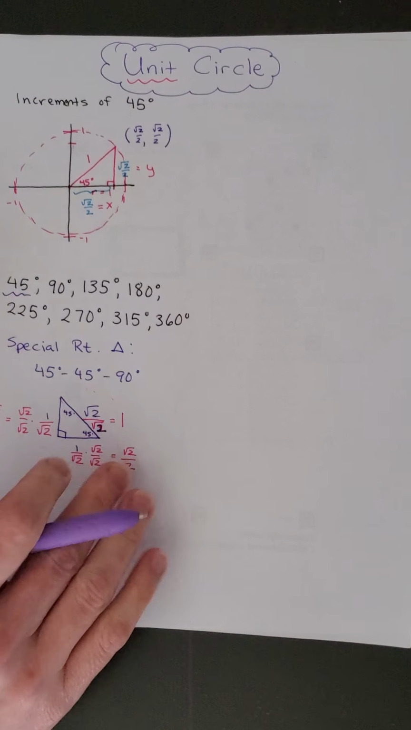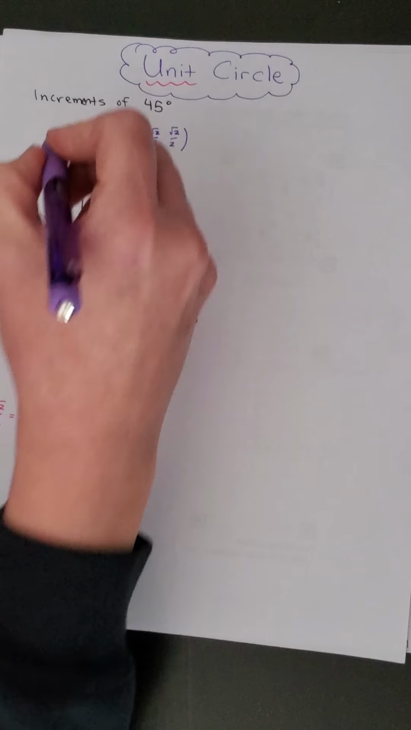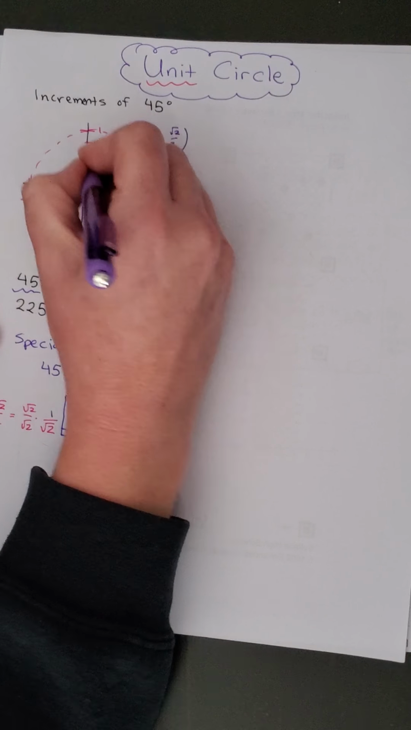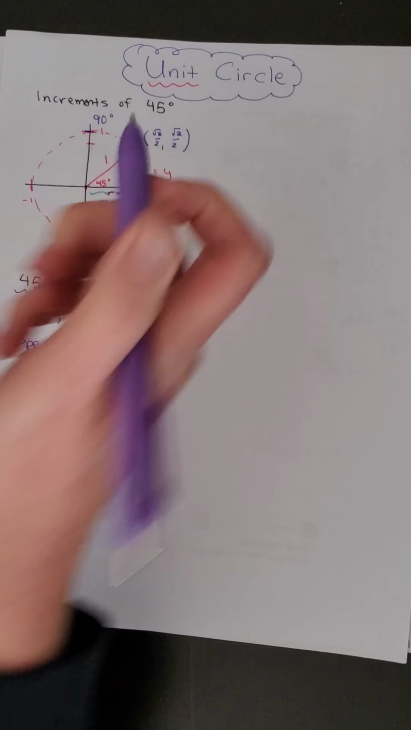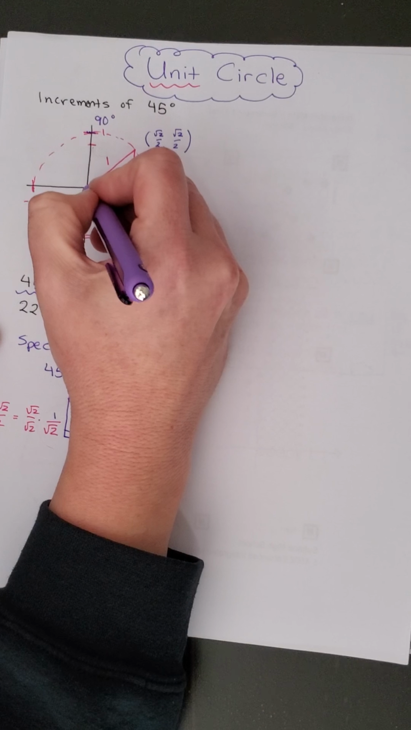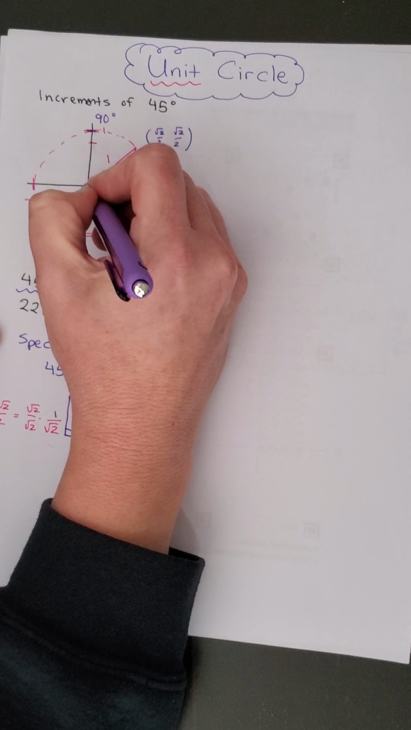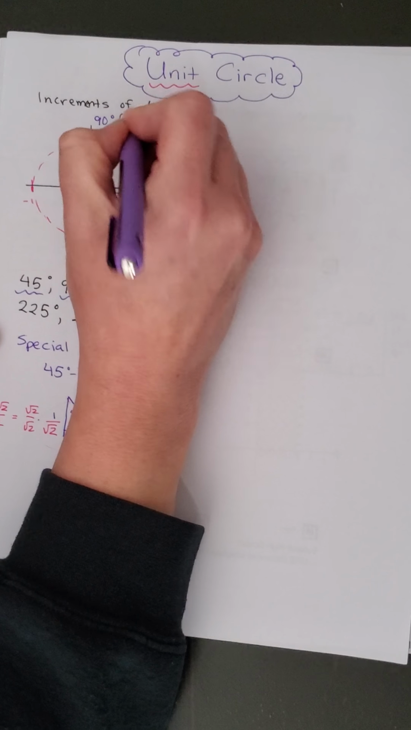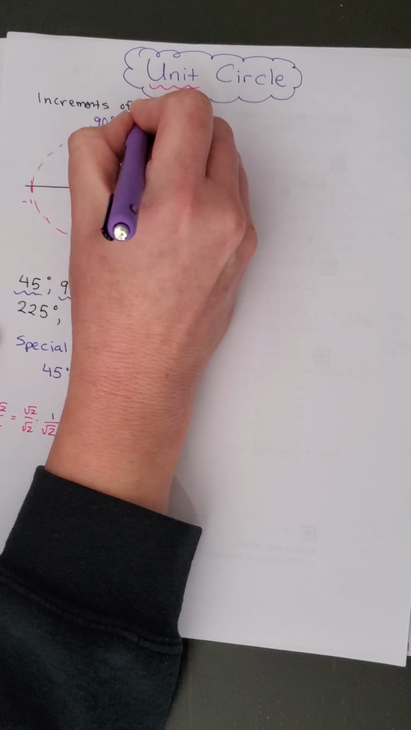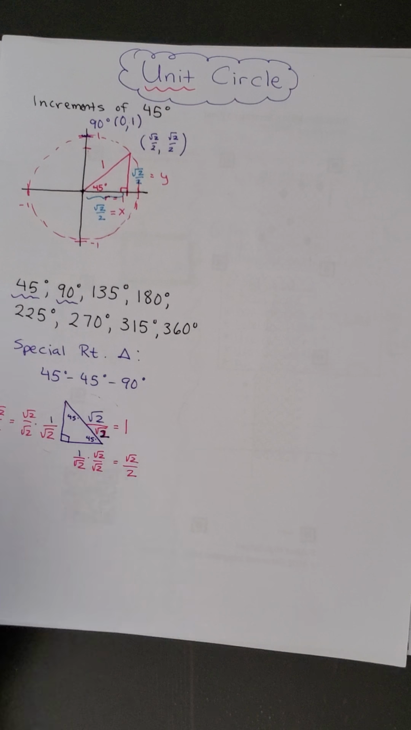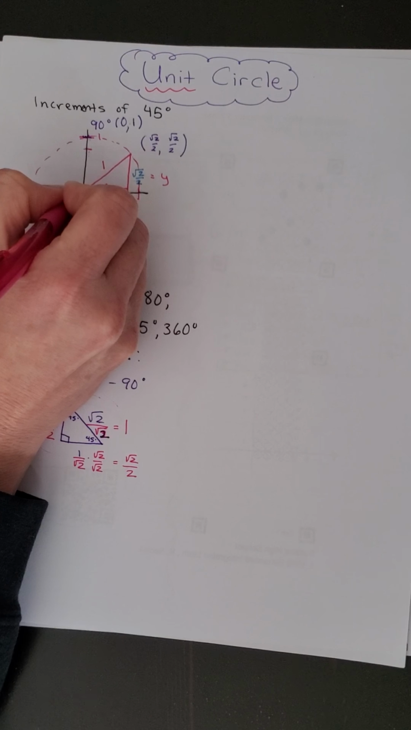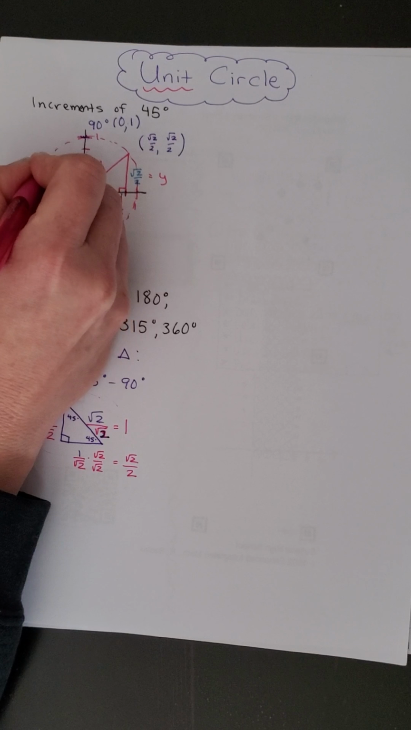Let's talk about what would happen if, instead of being at 45 degrees, we were at 90 degrees. If I were at 90 degrees, which is right here, the x coordinate would be 0, and the y coordinate would be positive 1. All right, let's talk about what would happen if we were at another increment of 45, which would be 135 degrees. So 135 degrees would be 45 degrees past 90.